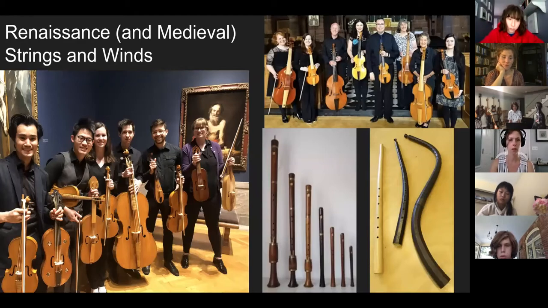So there are 2 violins. There's a small violin and sort of a normal size violin. And then there are multiple sizes of viola. And then the thing that looks like a cello is actually a bass violin. And it's not tuned like a cello. Cello is not actually in the violin family.